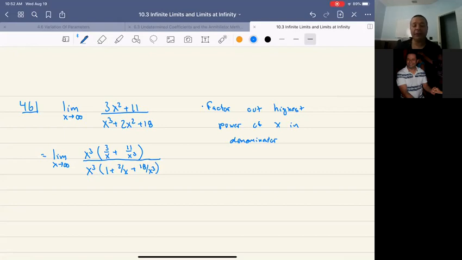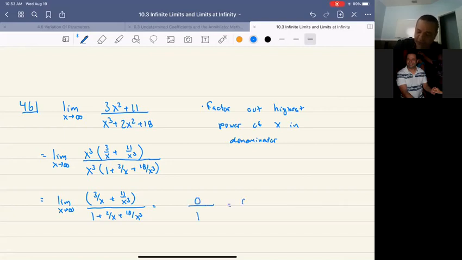Now those x cubes cancel. I'm just writing it out again without the x cubes. Now, what happens to 3 over x as x goes to infinity? That becomes 0, right? So all of these terms become 0 except for that 1. So you're going to get 0. We're going to play the same game with another one.